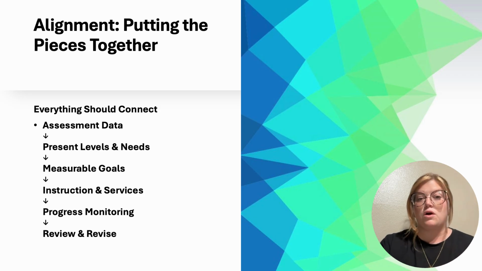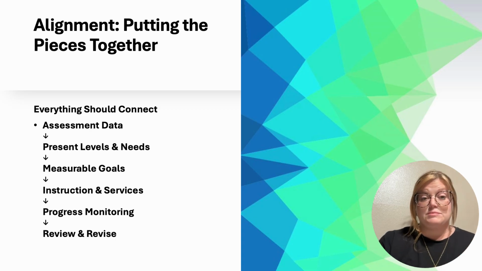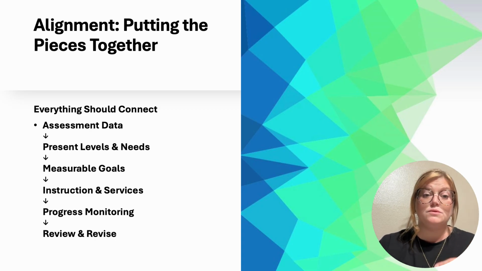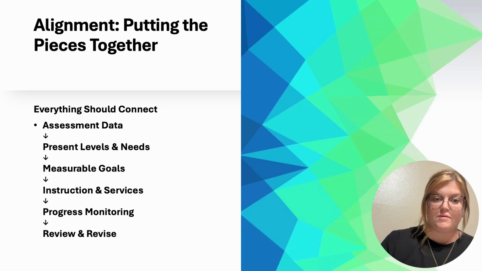One of the most important concepts in developing an effective IEP is alignment. The different parts of the IEP should not be separate or unrelated. Assessment information should identify the child's strengths and needs, and those needs should lead to measurable goals. The goals should guide specially designed instruction, accommodations, related services, and other supports. Progress monitoring information should then help the team determine whether the plan is working or needs to be revised.